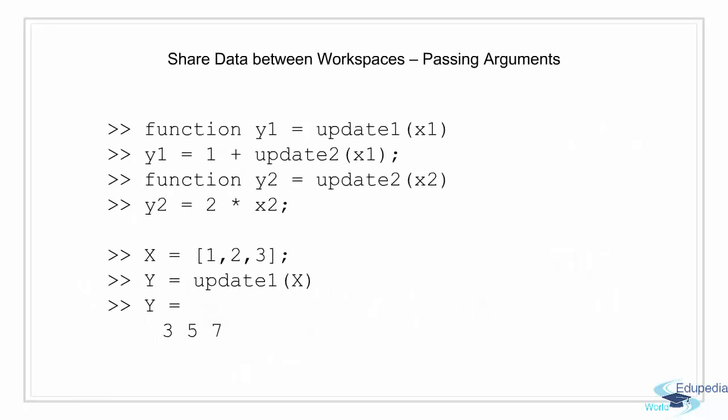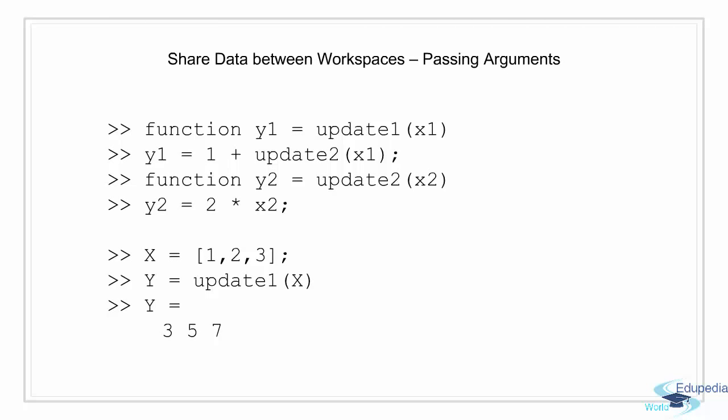Now the obvious question arises is like how to share the data between these workspaces. So there are multiple ways in which data can be shared between workspaces. In most cases, variables created within a function are local variables known only to that function. So local variables are not actually available at the command line, or to any other function calling this function. So there are multiple ways we can extend the scope of these variables.